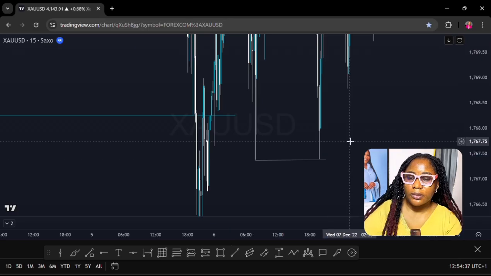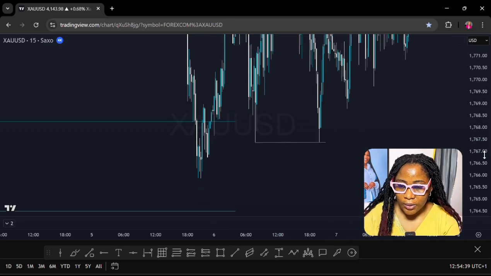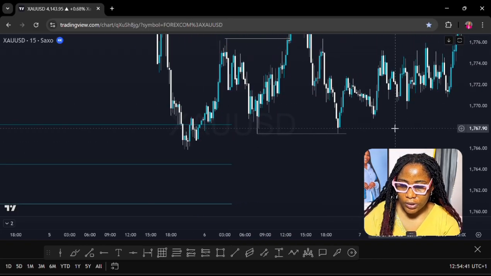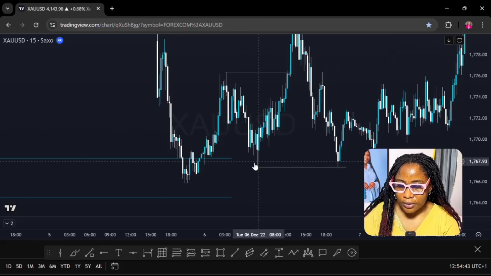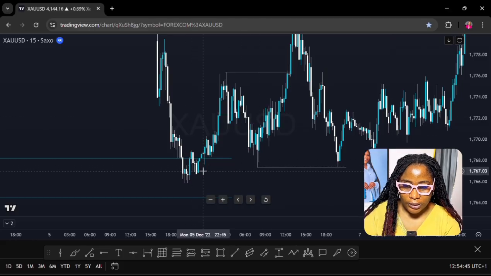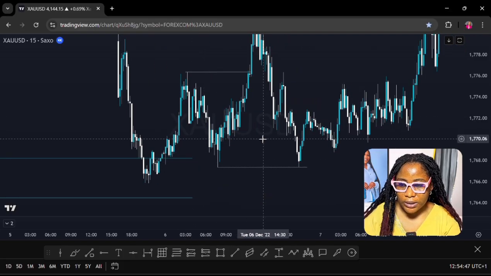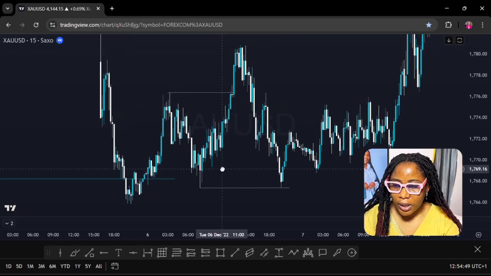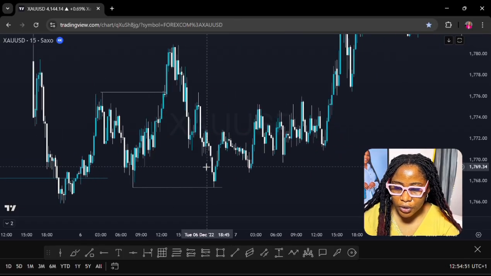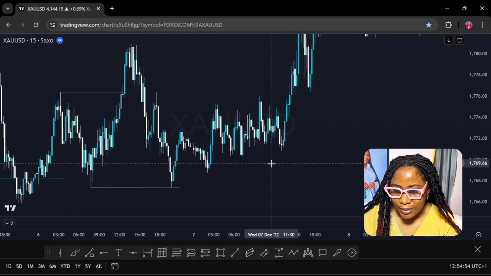It was not swept. So I would have missed this trade, because this would have been my liquidity for this other block. I would have missed the trade. So I'll wait for the next opportunity. There are always opportunities in the market.